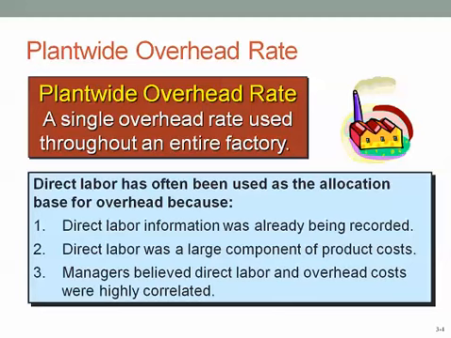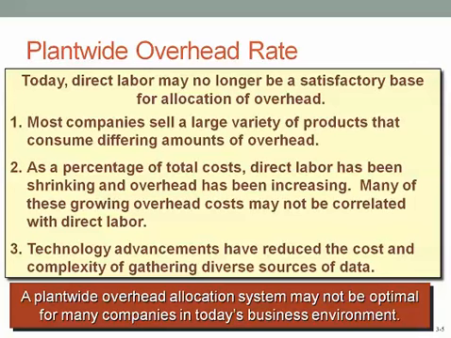And finally, managers believed that direct labor and overhead costs were highly correlated. In other words, a lot of the costs we were incurring in overhead were being driven by the fact that we had workers engaged in direct labor. So again, without computers and automatic data collection systems, we wanted to focus on something that was already being gathered, and that was direct labor. Direct labor was a large component of our product costs, and we thought it was a large driver of our actual overhead costs. Over time, conditions have changed in three ways.